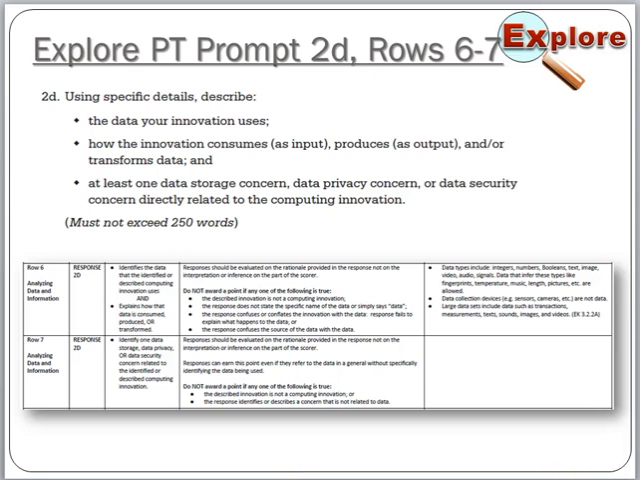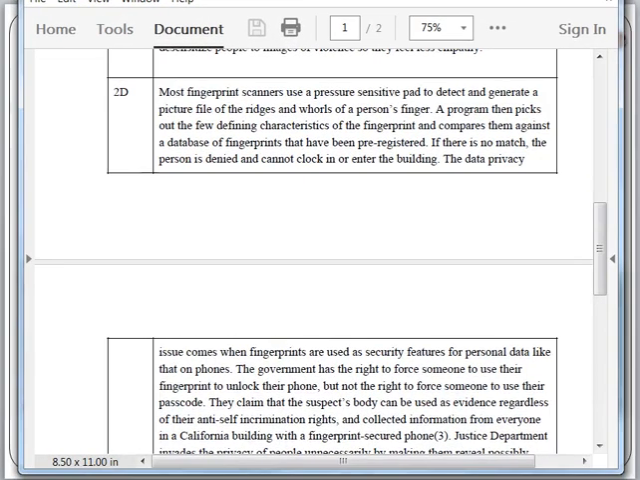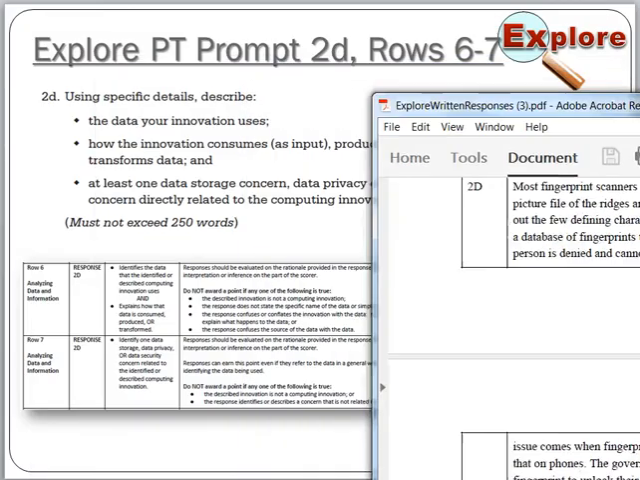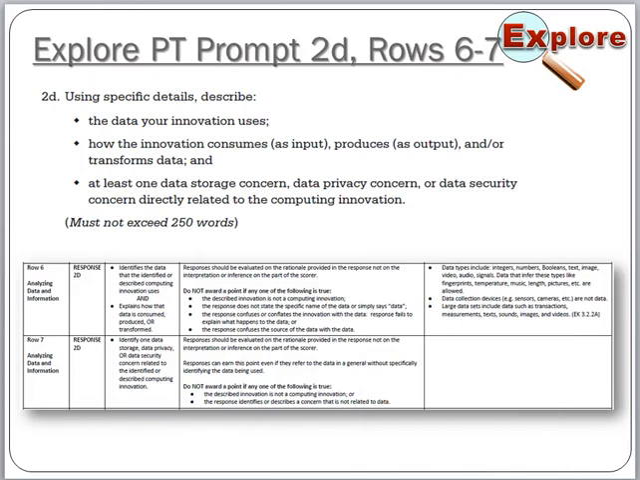All right, I want to show you some examples because I think all 3 of my guys did a really good job on writing up their 2D section and talking about the data. So we're going to go in order. Here is fingerprint scanner. He talks about how fingerprint scanners use a sensitive pad, that would be the hardware side, to detect and generate a picture file with the ridges and whorls of a fingerprint. It picks out the characteristics, compares them against a database of fingerprints that have been pre-registered, and then he goes on to talk about what it does with that. He probably could have talked also about a digital image created from that. So I think he could have gone just a little bit farther.